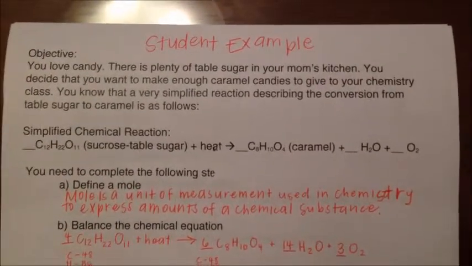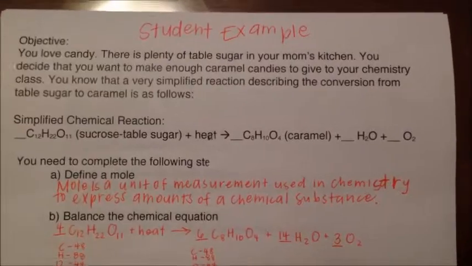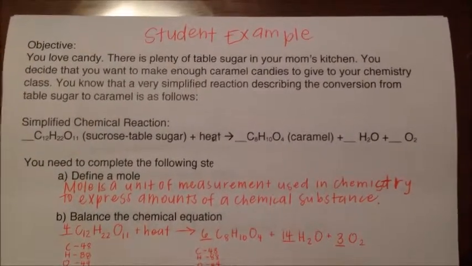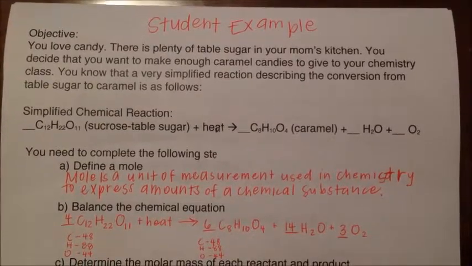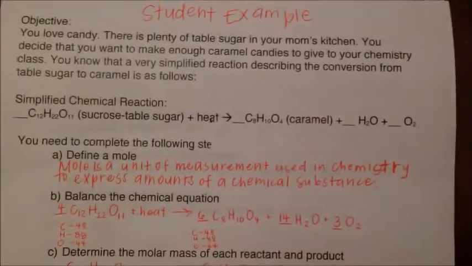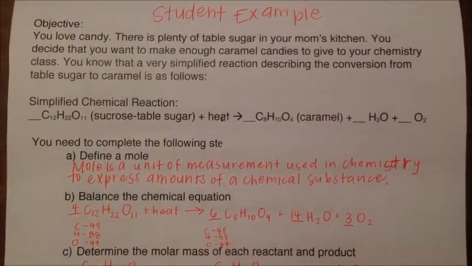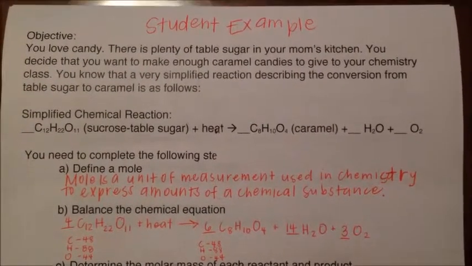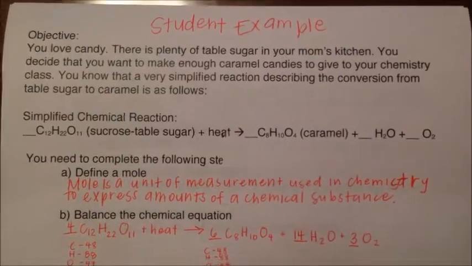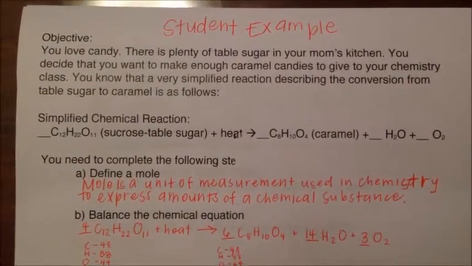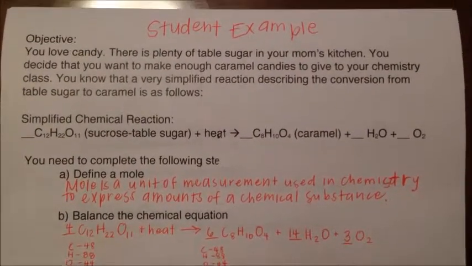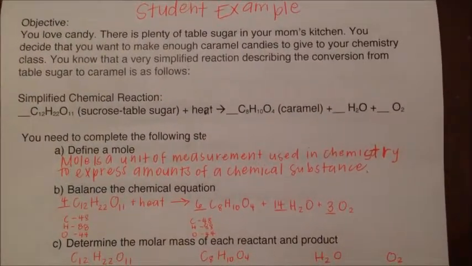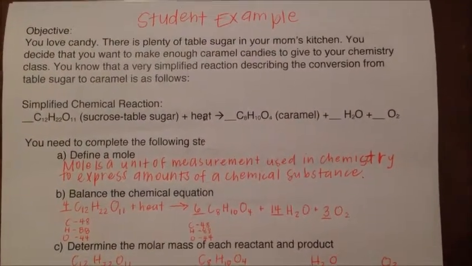Okay, the objective. You love candy. There is plenty of table sugar in your mom's kitchen. You decide that you want to make enough caramel candies to give to your chemistry class. So you know that a very simplified reaction describing the conversion from table sugar to caramel is as follows. Okay, it's right here. So you need to complete the following statements and questions.